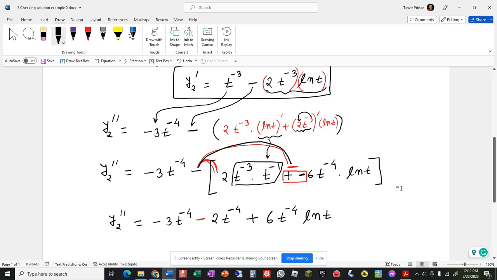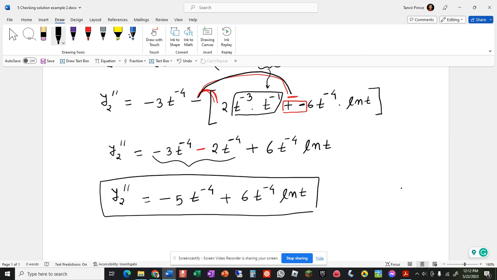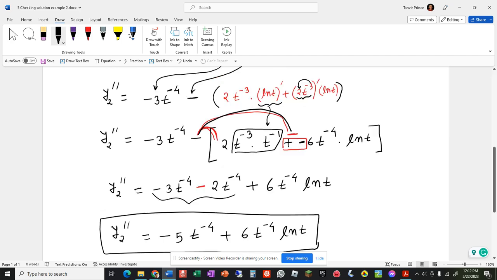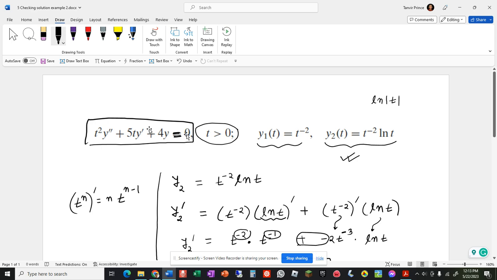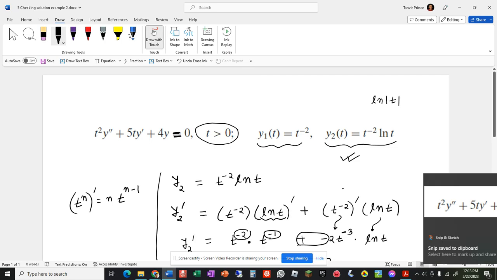I see like terms, so why don't we combine the like terms? So let's do that. So I get negative 5 t to the power negative 4 plus 6 t to the power negative 4 ln of t. So now I have the second derivative. Now let's go ahead and substitute into this differential equation. So that's my differential equation here. I'm going to go ahead and copy the differential equation. Let's actually take a screenshot of the differential equation and copy it down below.